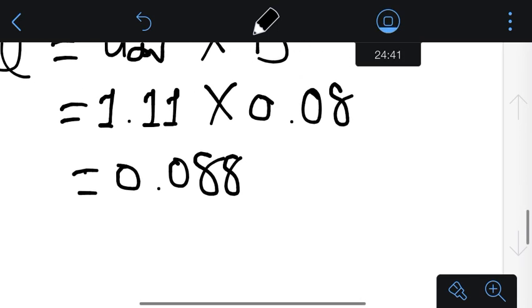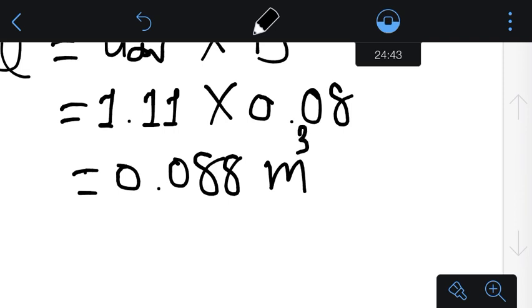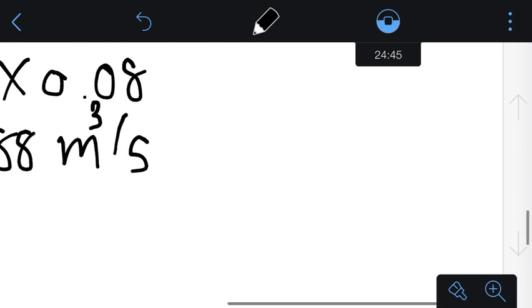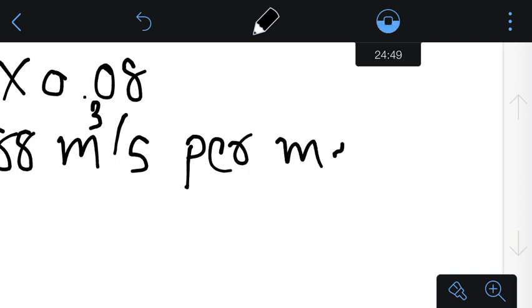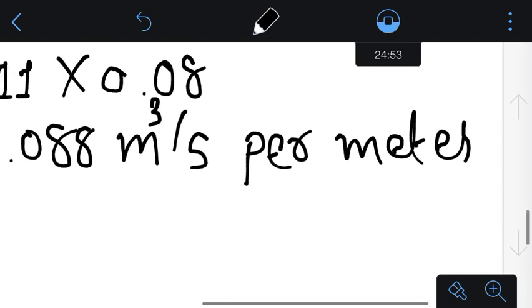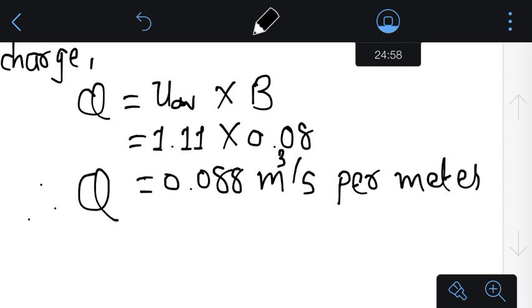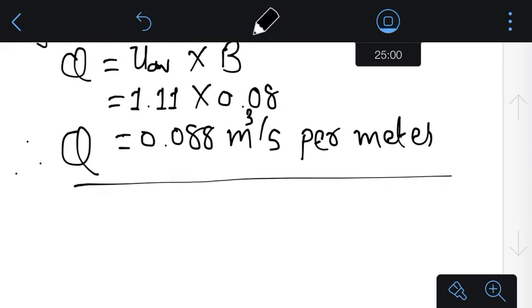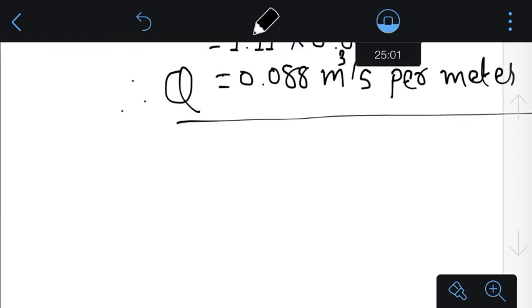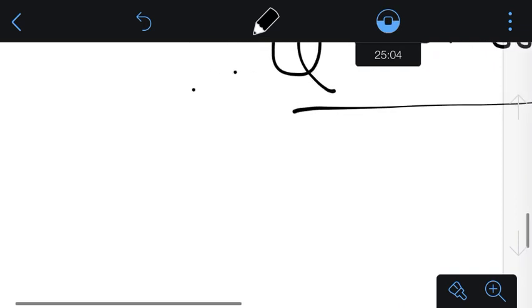So if you calculate this, your answer would be equal to 0.088, and that unit will be meter cube per second. But mind well, it is per meter, because we have calculated discharge per unit width. So this is the first objective we have just solved, your discharge, right?